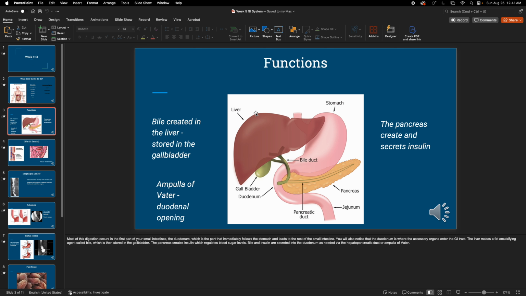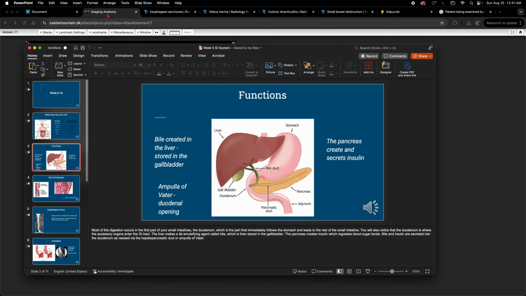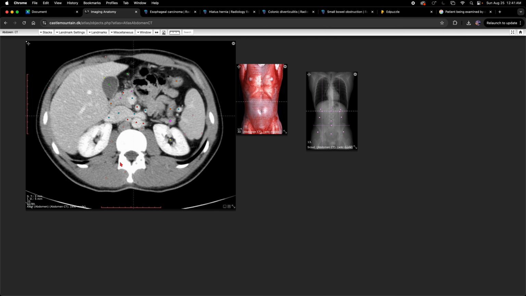So if you're scrolling down from superior to inferior, you should get to the gallbladder somewhere tucked in underneath the liver. All right, so see if you could pause the video to identify where on here is the gallbladder. I'll give you a second.